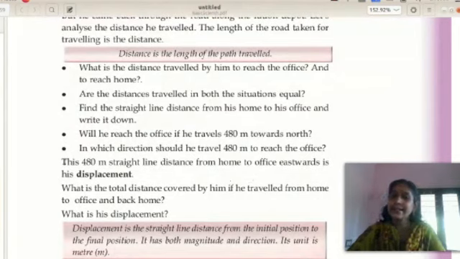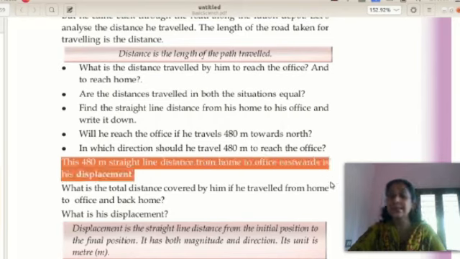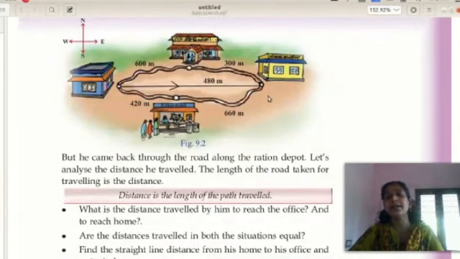This 480 meters straight line distance from home to office eastwards is called displacement. His displacement from his home to the office is 480 meters.